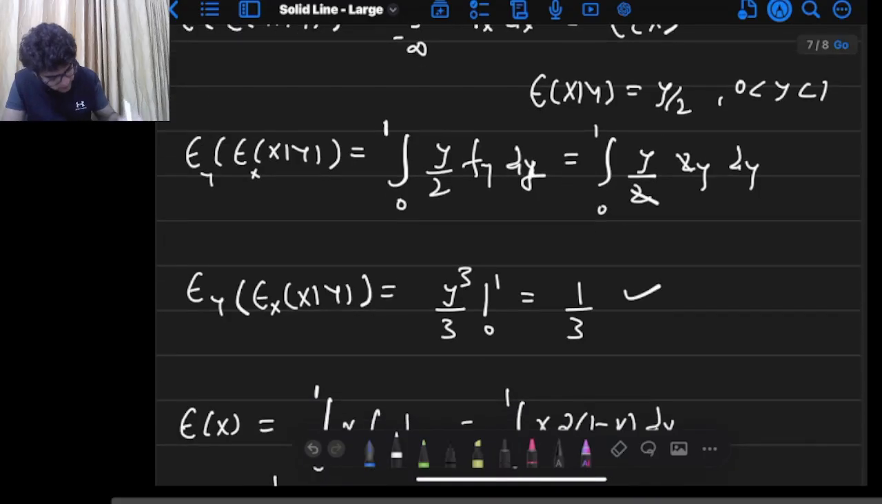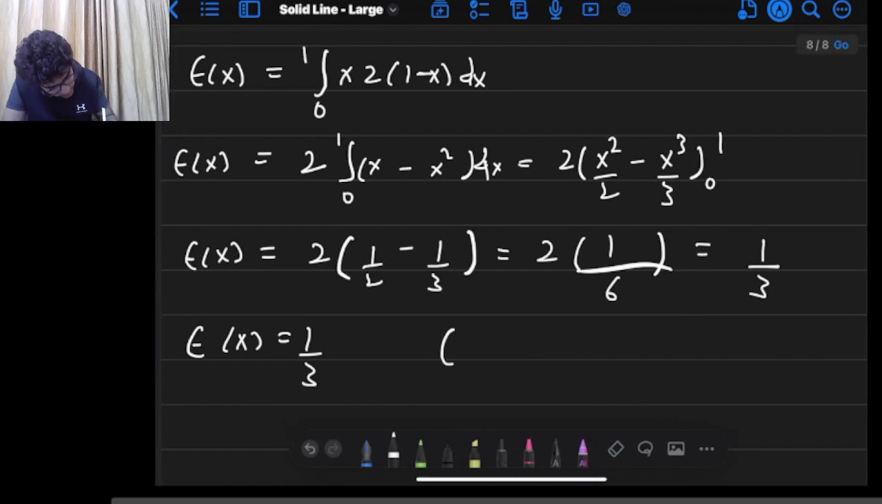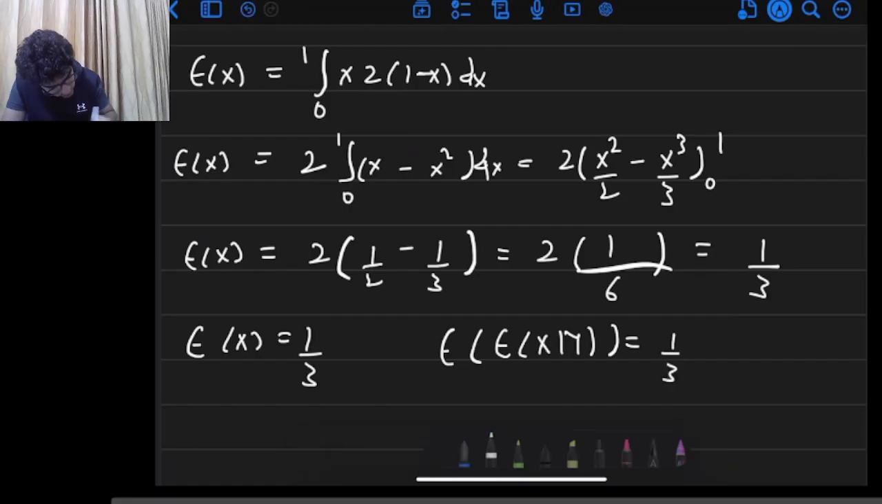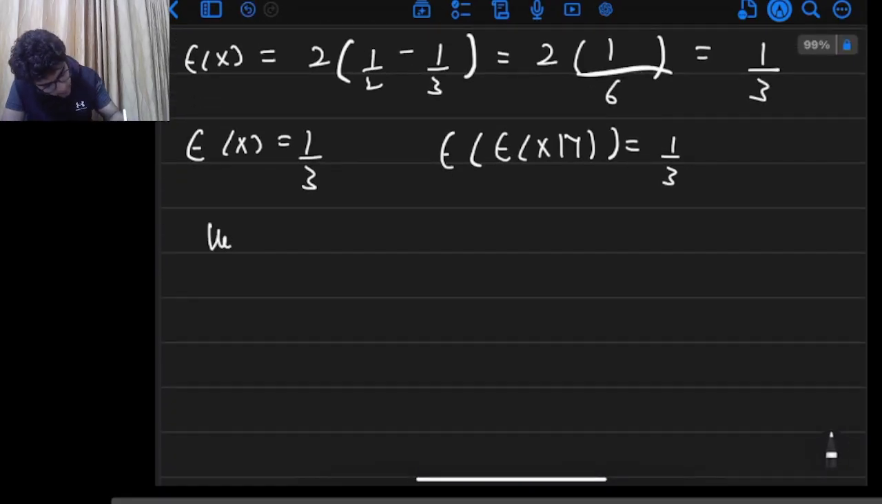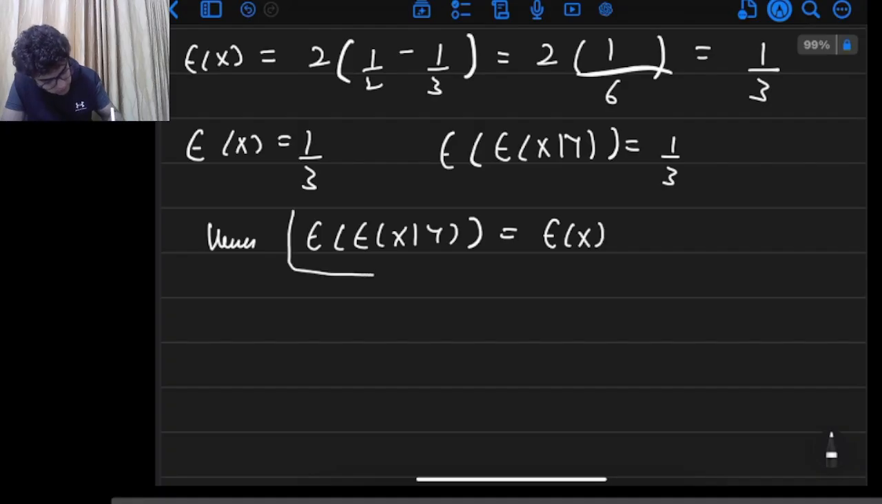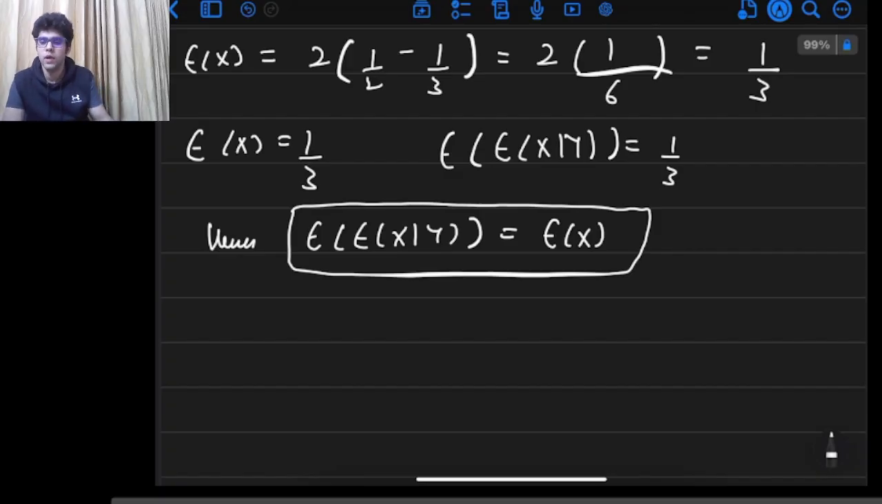So my expected value of x is 1 by 3, and my expected value of x conditional y was also 1 by 3. This means that both are equal to 1 by 3. Hence, we have proven that the expected value of x conditional y is equal to the expected value of x, right? Let me just check what we have done is right or wrong. It's right.